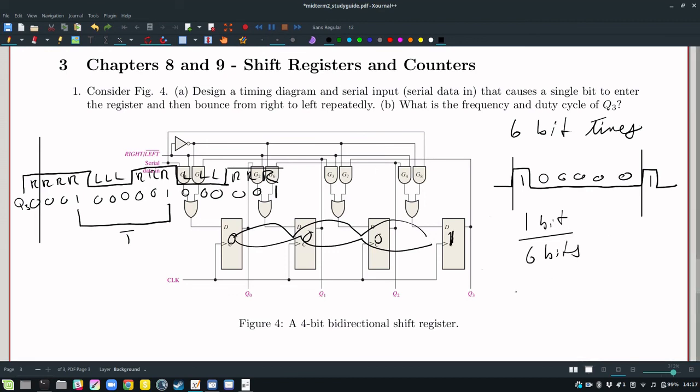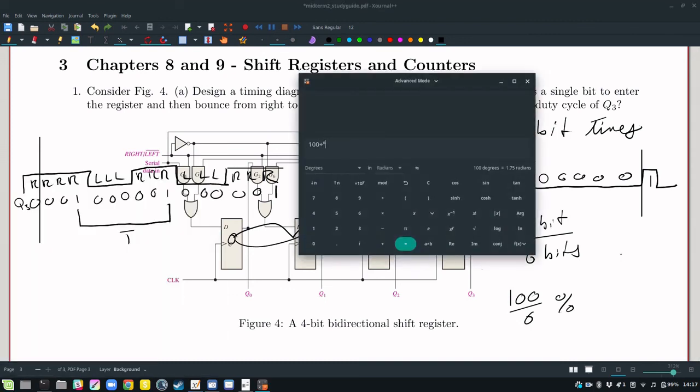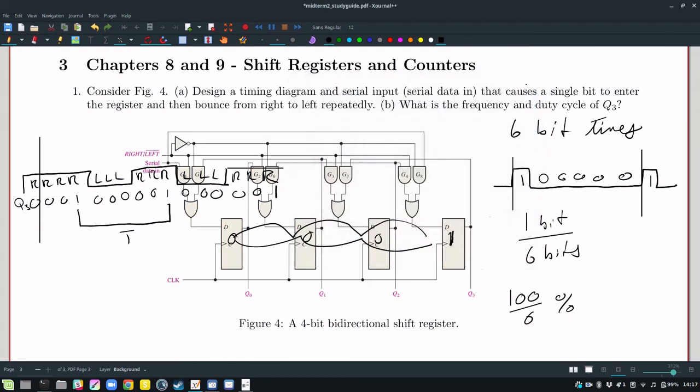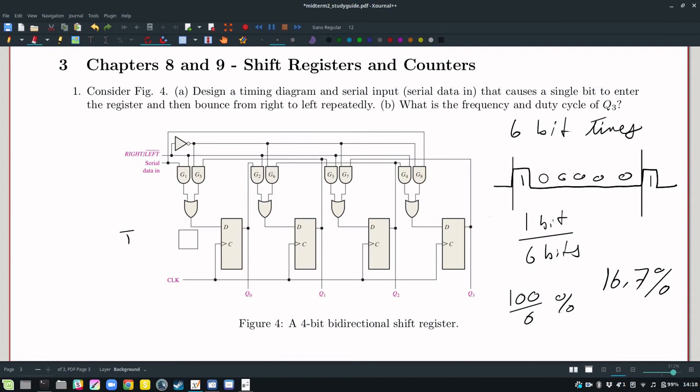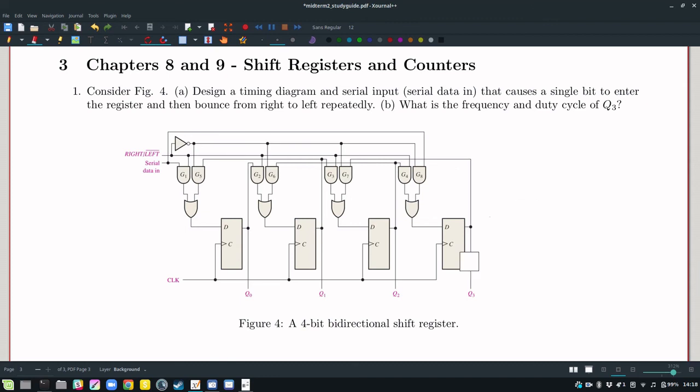And so the duty cycle is, I guess, 100 over 6%. Whatever 100 divided by 6 is, it's like 16 something. Let's see. Yeah, 16.7%. So the point is, in the analysis of this, we have to get the bit in there, and as soon as we get the bit in there, then we can just assume that every 6 bit times the bit will show up at Q3.